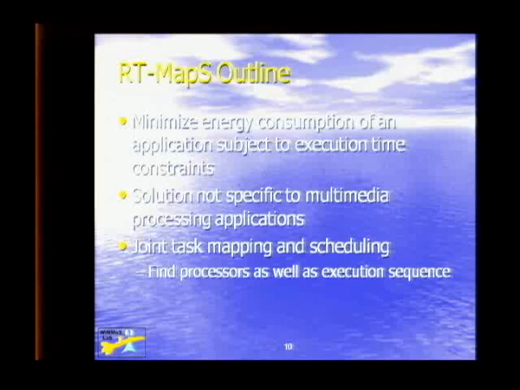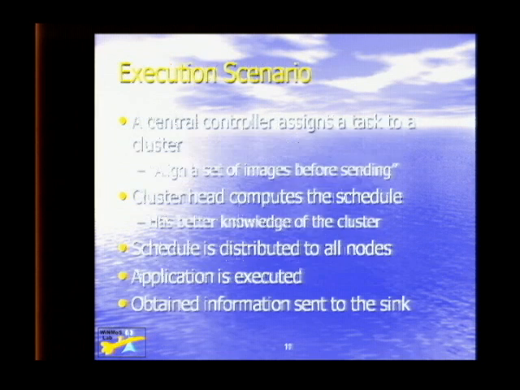And we would like to do both task mapping and scheduling at the same time. That is, we would like to find the locations where the information is going to be processed and find the execution sequence. So are the nodes homogeneous, or do they each have different sort of abilities with respect to processing? Okay, so for this particular work, we have assumed that they are homogeneous.